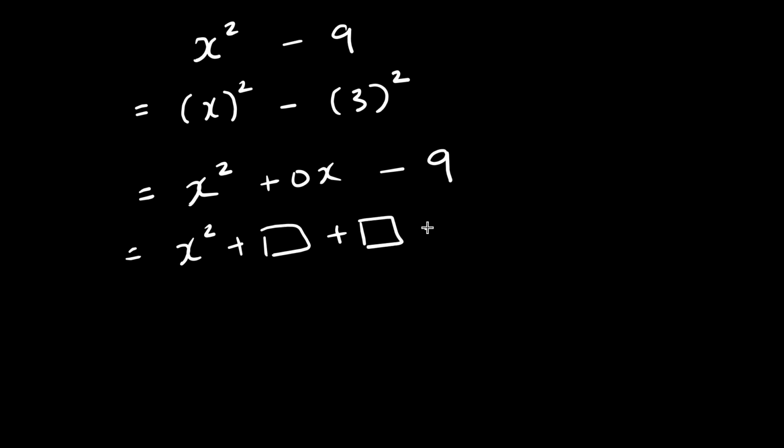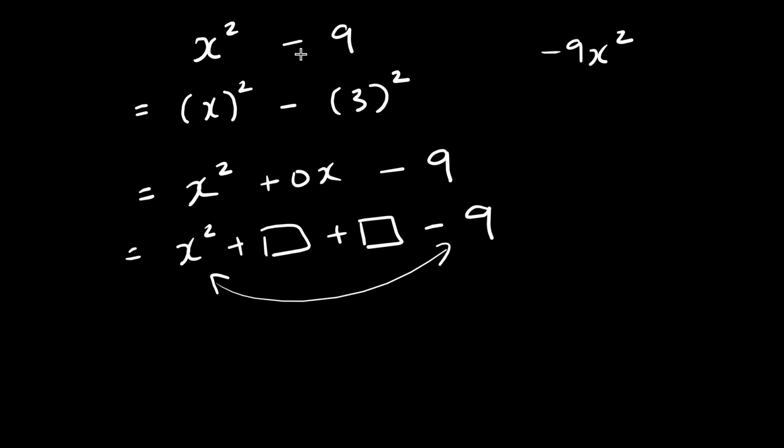My boxes are immaculate. Anyway, so these two terms in the middle must sum to 0x, but must be factors of both x squared and negative 9. That's the process, people. So we know what we did before. We multiply that first by that last term. And in this instance, we get negative 9x squared, and we need the factors of negative 9x squared that sum to 0.